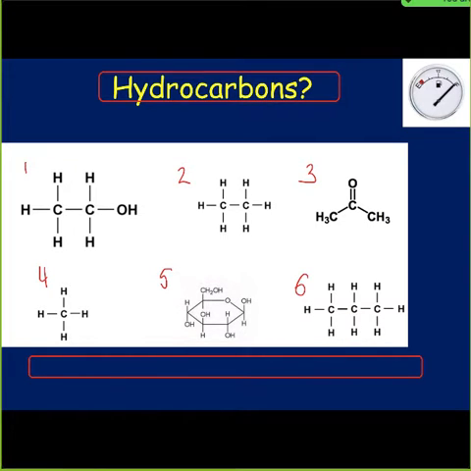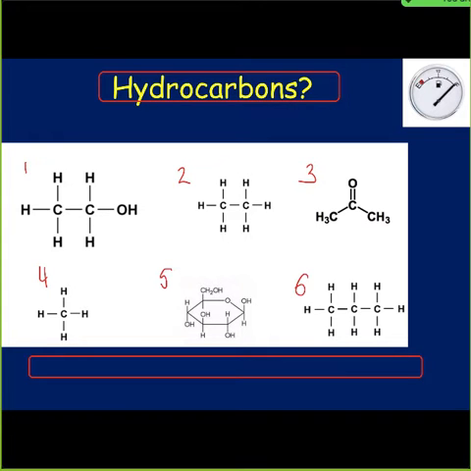So do we think number one is a hydrocarbon, yes or no? Okay. Number two. So I have my whole middle row, thank you. Number three. Yes or no? I have a whole bottom row there just looking out the window. Okay, number four. Five. Okay, and six.